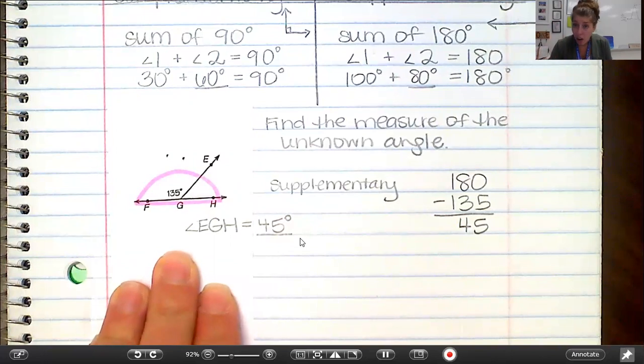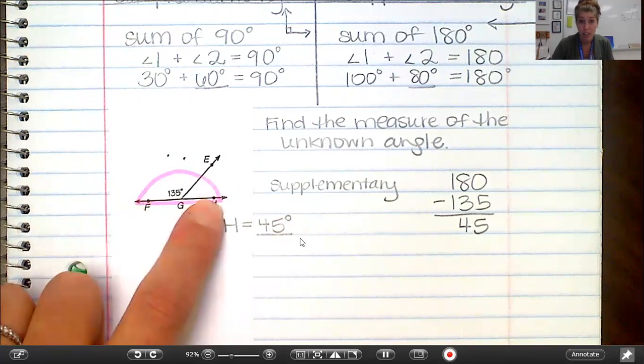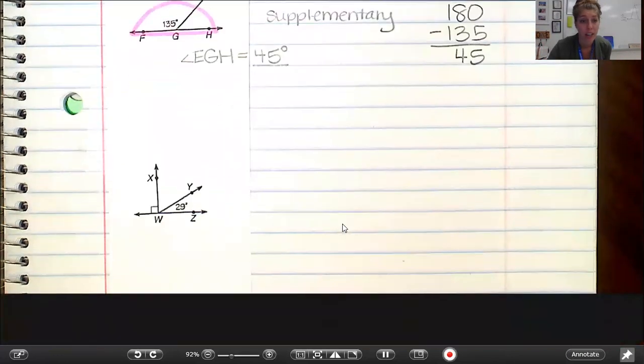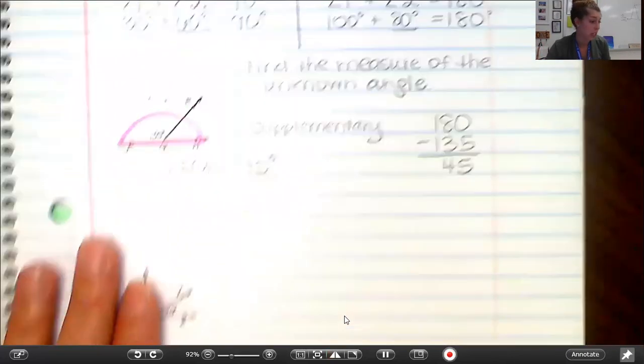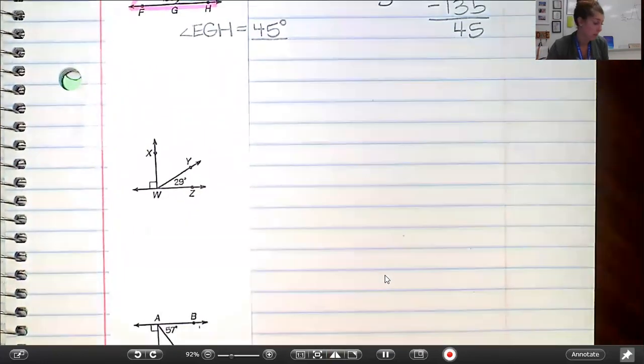All you need to know to answer these problems is the fact that a straight line creates a 180-degree supplemental pair, and you can find the other angle, okay? Ooh, let me just scoot my notebook down instead. There we go. All right, so let's look at this one.